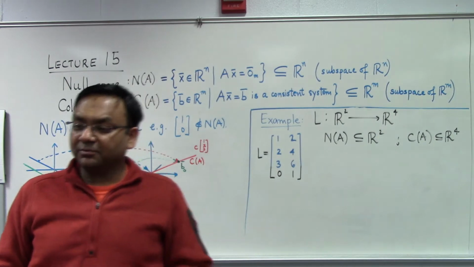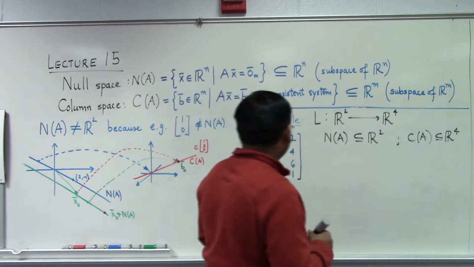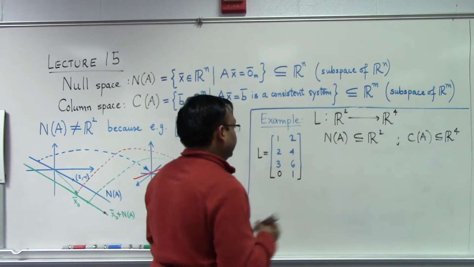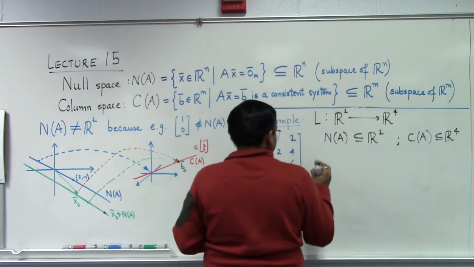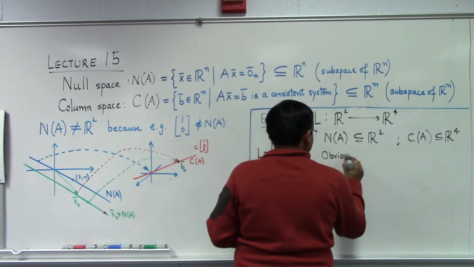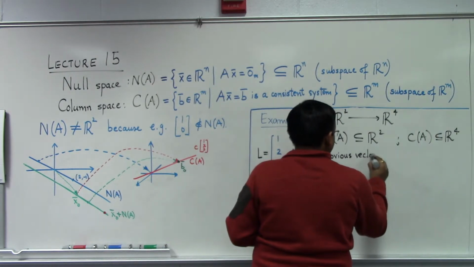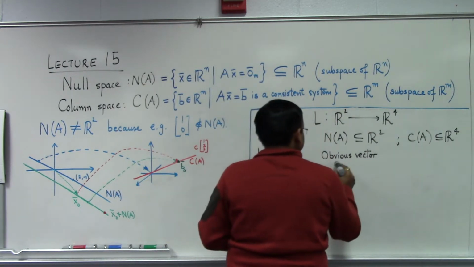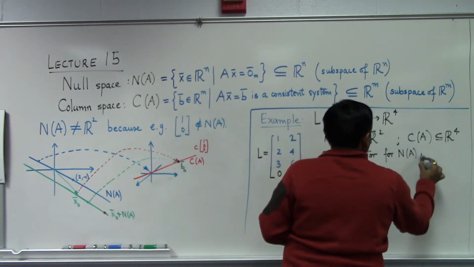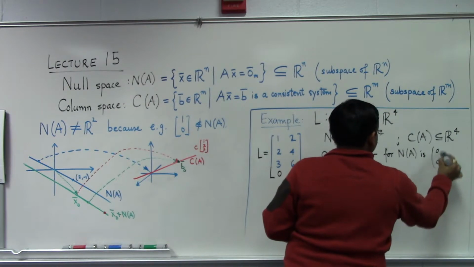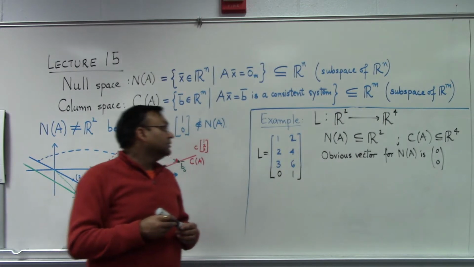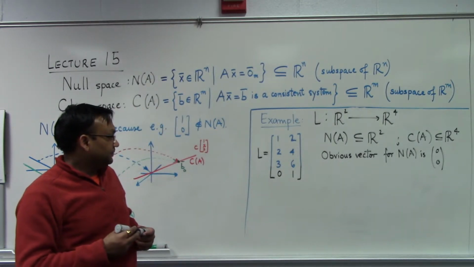So the first column will not be basically a multiple of the second column or vice versa. So things out here are sort of linearly independent. So if I go for null space this time, the obvious vector for null space is definitely the 0, 0 vector. The question is, is there something else which could possibly give me a 0, 0 combination?